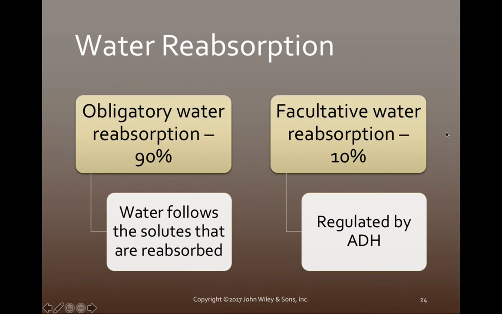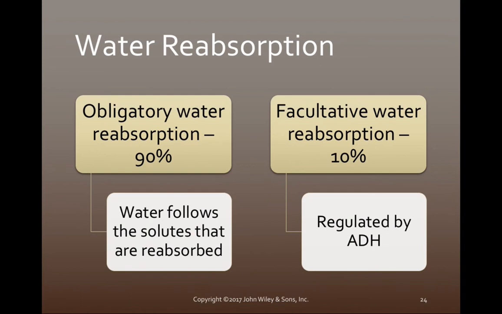Now the remaining 10% of water is facultative water reabsorption. And this type of reabsorption is capable of adapting to whatever needs the body has. This type of water reabsorption is going to be regulated by antidiuretic hormone. We remember that antidiuretic hormone was the hormone that was released from the posterior pituitary gland, and it was also called vasopressin. Antidiuretic hormone prevents the process of diuresis, which is urine formation.